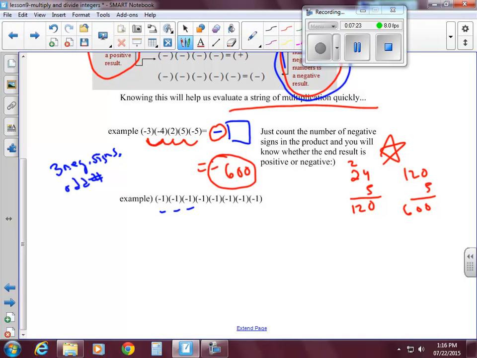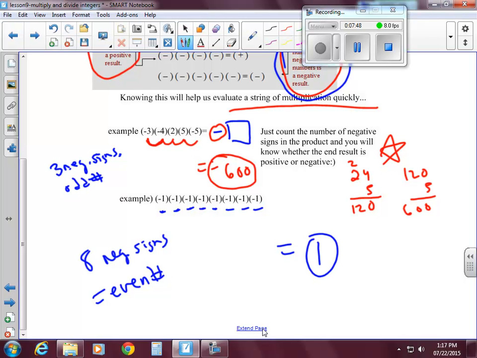Negative times a negative times a negative times a negative times a negative. How many are there? So 1, 2, 3, 4, 5, 6, 7, 8. Aha! 8 negative signs. Well, that's an even number. So we know the final answer is going to be positive. And since it's a whole string of 1s, you know that if you take 1 times 1 times 1 times 1, you still get 1. So voila, just 1. 1 is the final answer to that.